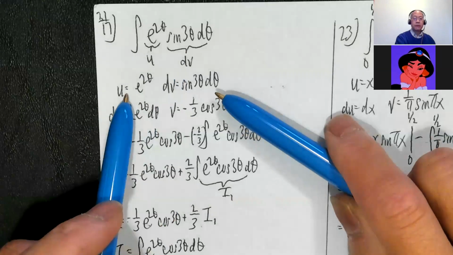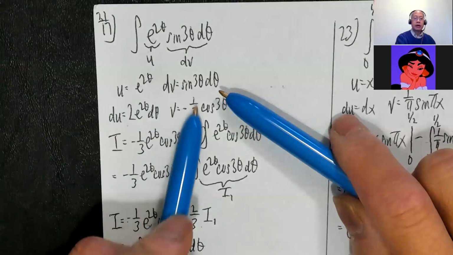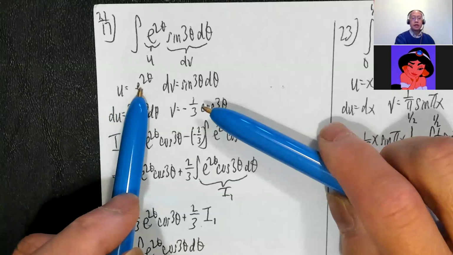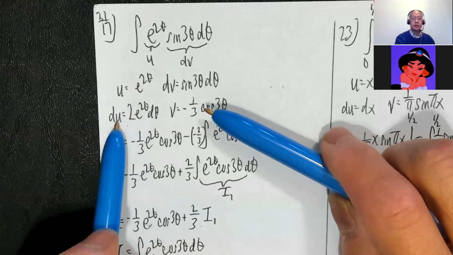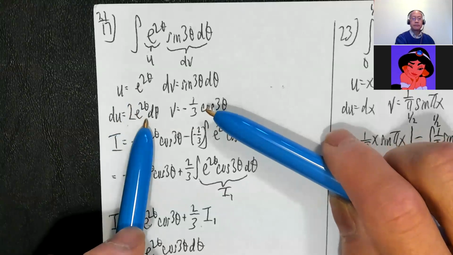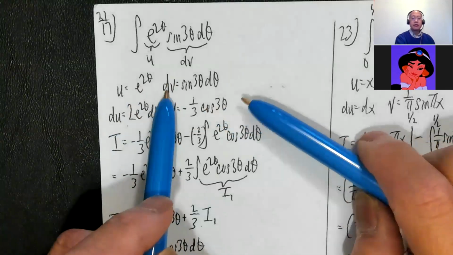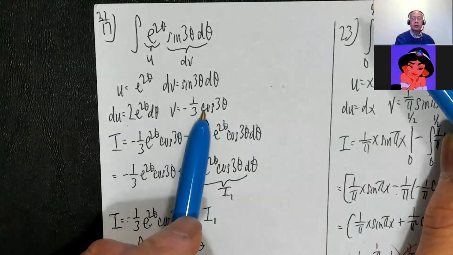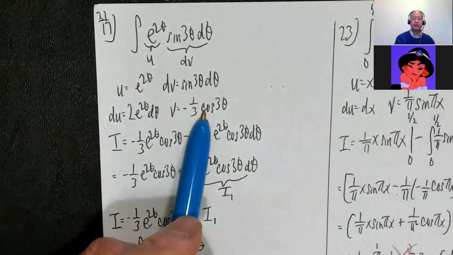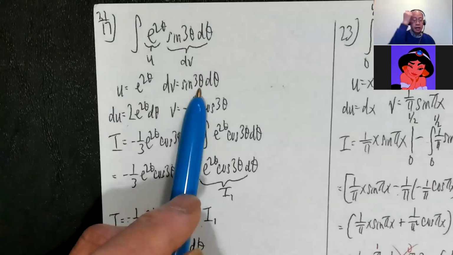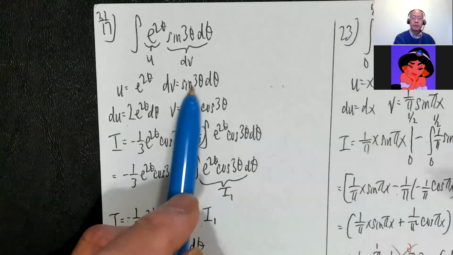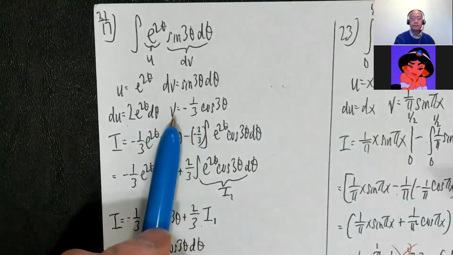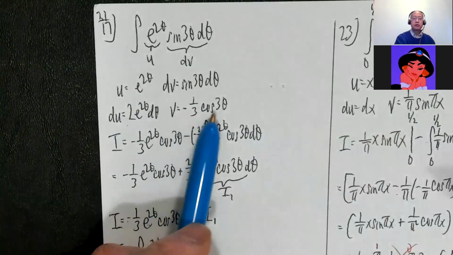Okay, remember the way the game works is differentiate here, integrate here. So differentiate: the derivative of e to the 2 theta is e to the 2 theta times 2. So du equals 2 e to the 2 theta d theta. Integrate here. The integral of sine is negative cosine. And then again, the chain rule in reverse. If I got to this stage and I asked for the derivative, I'd multiply by 3. So therefore, when I integrate, I multiply by 1/3. So v equals negative 1/3 cosine of 3 theta.